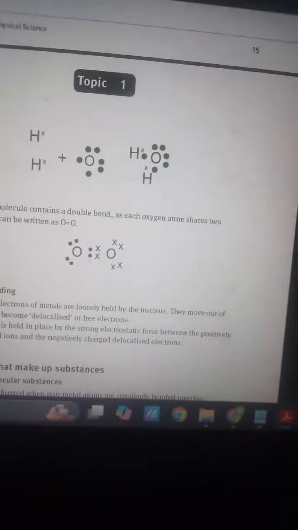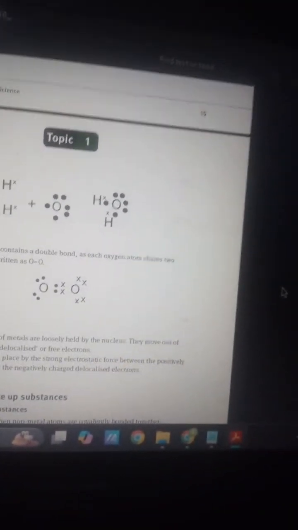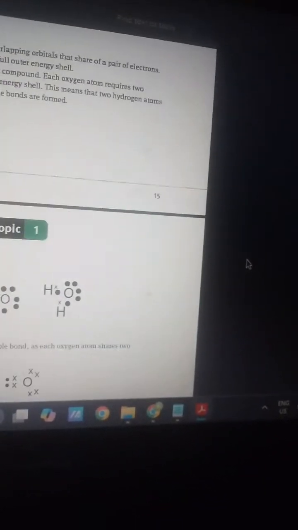Okay, so this is how water is formed. To form H2O, oxygen needs to bond with 2 hydrogen atoms, and then they form H2O. They share electrons between each other and then form a molecule, H2O.